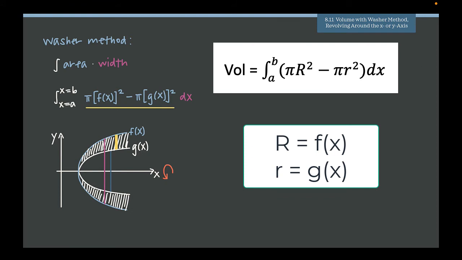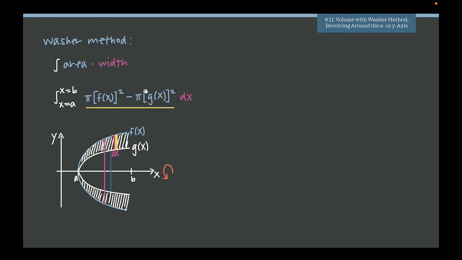And then we just want to give that cross section a little bit of width. So this little bit of width here, which we indicate with a delta x. And so we multiply our area by our width delta x, and then we integrate that over the interval given by x equals a to x equals b, whatever our limits of integration are. And that's how we set up our integral.